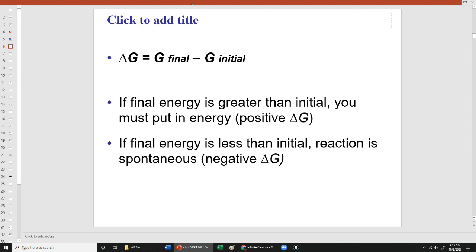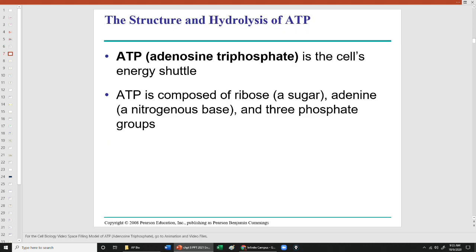All right, this just shows you the math that we're looking at: final minus initial. So if the initial energy is high and the final energy is low, then delta G is negative, and vice versa. So that's just the math behind the positive and negative delta G. All right, so that's all we're going to talk about with thermodynamics, although I'm going to bring this up again, the free energy business, when we talk about enzymes some more. And in the next part, we're going to talk about ATP.